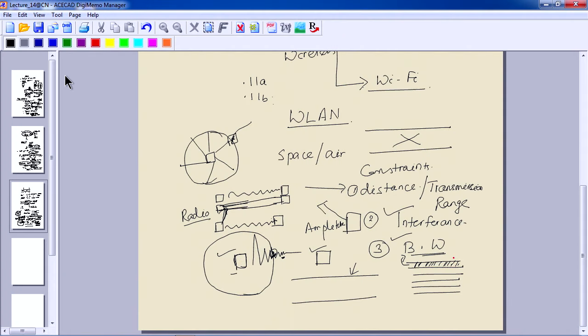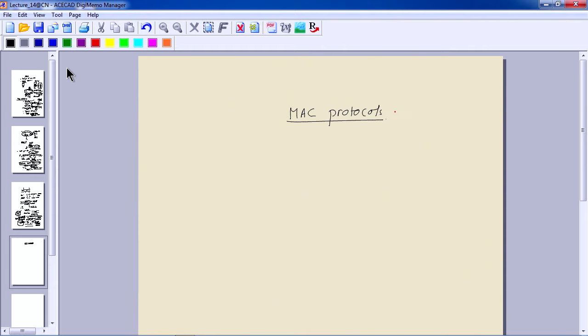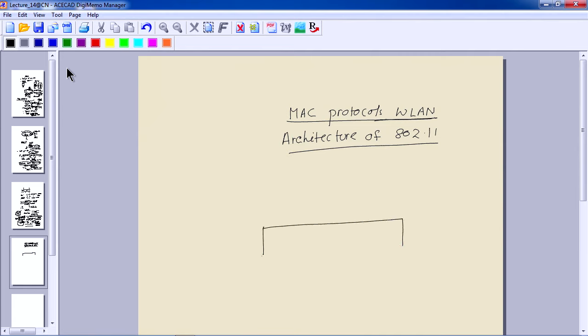So, with this, the MAC protocol in the wireless LAN becomes very, very challenging and interesting, to see how a MAC protocol can work and how it will handle the channel or the media to transmit. So, the MAC protocols for WLAN. To understand these MAC protocols for wireless LAN, we first have to understand the architecture of 802.11. Fortunately, this remains the same as your wired LAN.